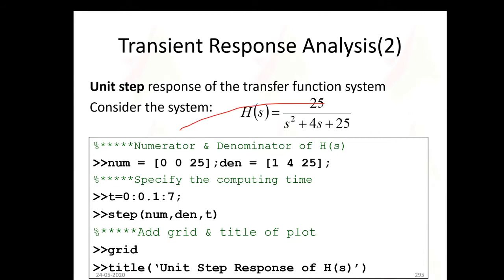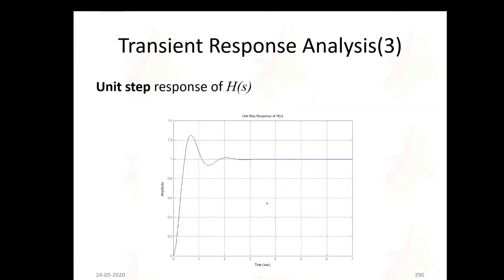This is the num and this is the den, and t I am giving 0 to 7 in steps of 0.1. Step num comma den comma t. I am giving the grids also. Sometimes the grids are used to calculate the peak overshoots or offsets, and that's why I am purposely adding the grid. I am giving the title as the unit step response of H of S.